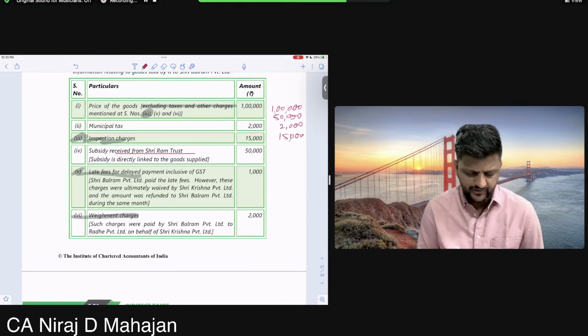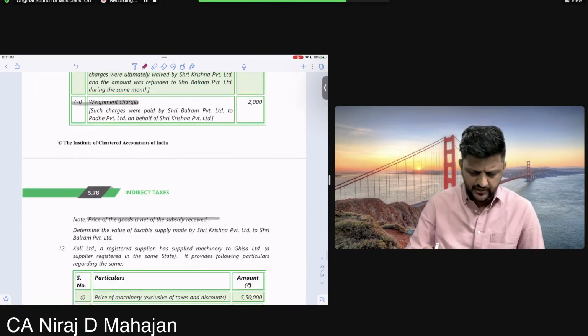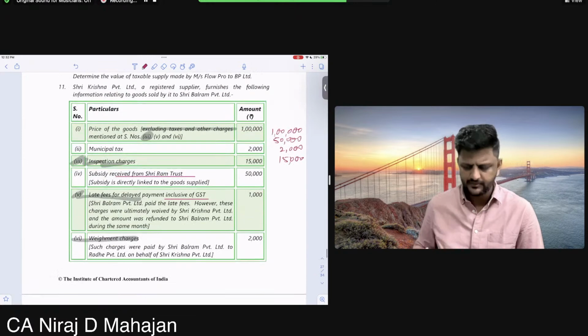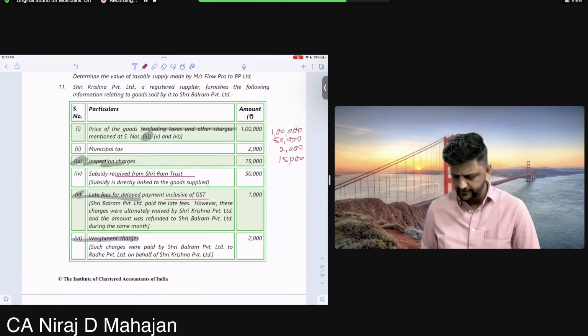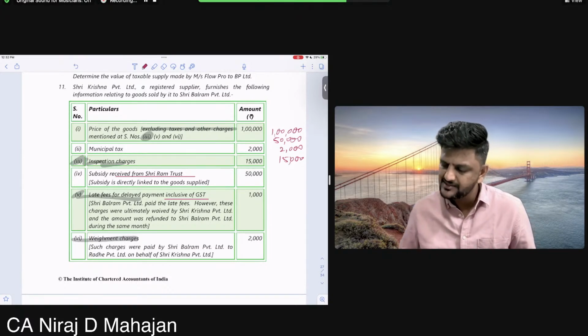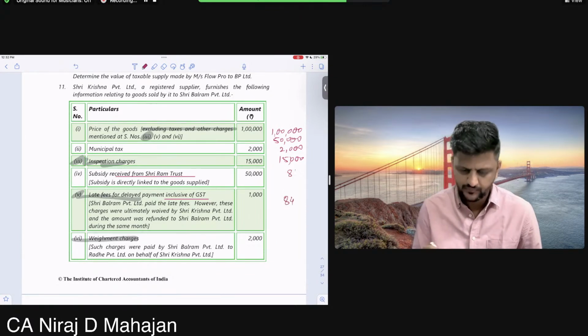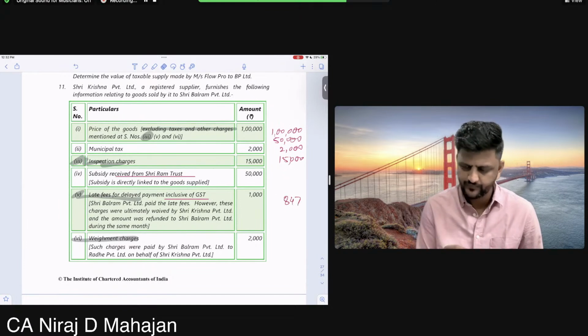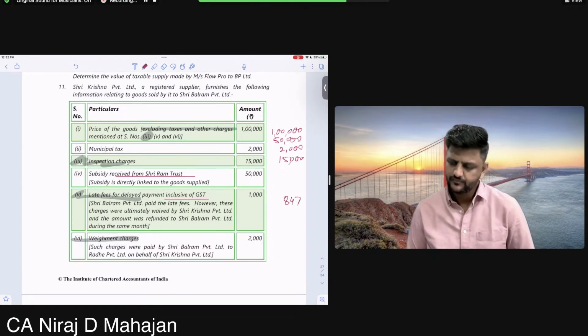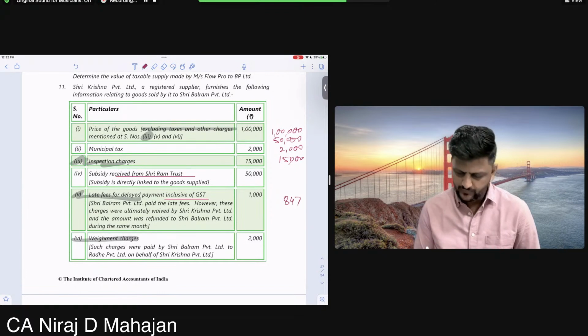This is already done. Late fees for delayed payment inclusive of GST is given to you. 1000 divided by 18, is it 18% given to us? Not given. Take it as 18%. 1000 divided by 118%. 847, whatever you want to take. 847. Okay, everybody? Or 848. Okay. Payment charges, 2000.